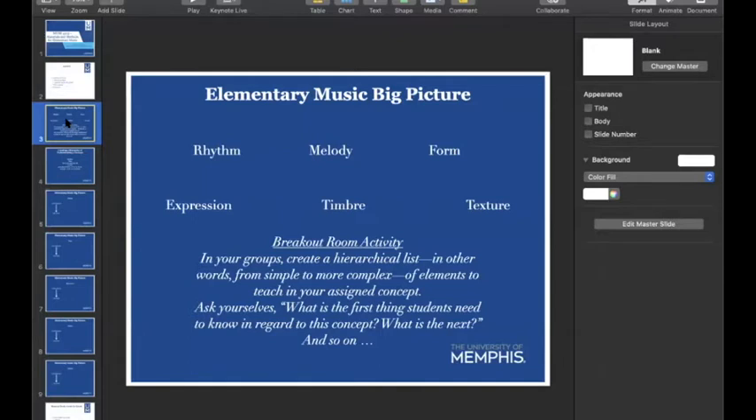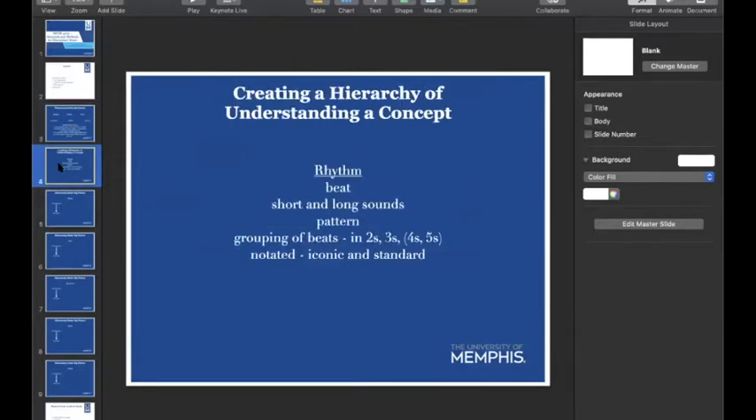And in your groups, you're going to create a hierarchical list. In other words, from simple to most complex, of elements to teach in your assigned concept. Or ask yourselves, what do students need to know or understand for this concept, the most basic thing? To give you an example, we started with rhythm and determined that in terms of hierarchy of rhythm, the most elemental, the first concept children need to understand is a sense of beat. They need to have a sense of beat.